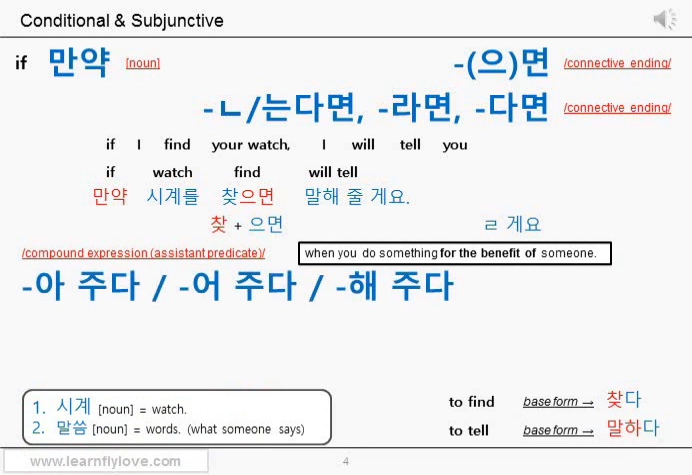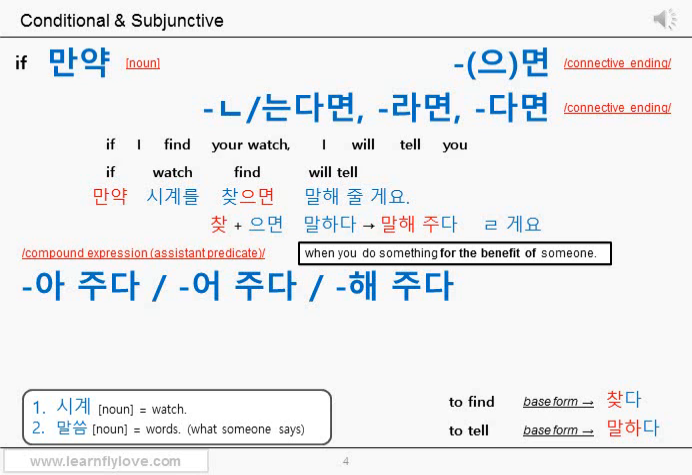Anyway, when you want to add a meaning that you do something for someone or for the benefit of someone to a predicate, you can use a compound expression by adding the assistant predicate 아 주다, 어 주다, or 해 주다 to the stem of the verb. It's a new grammar. Please remember this one. 말하다 has 하 sound in its stem. Therefore, you add 해주다. You know how they work, right? So it becomes 말해주다.